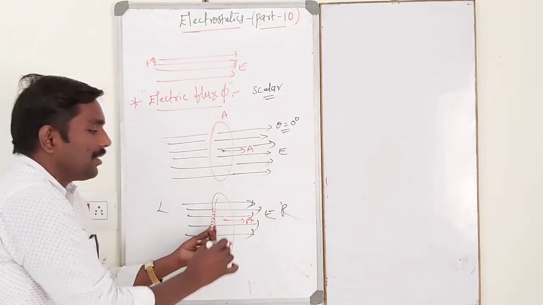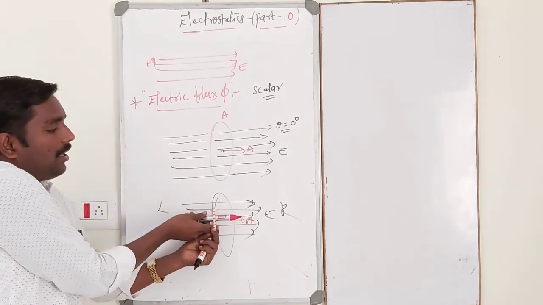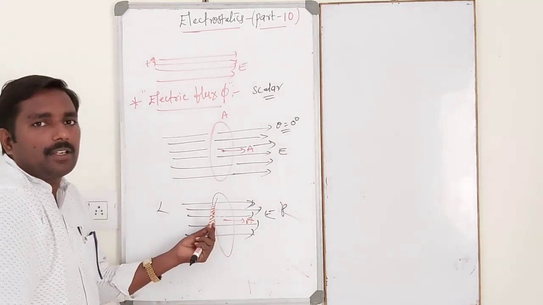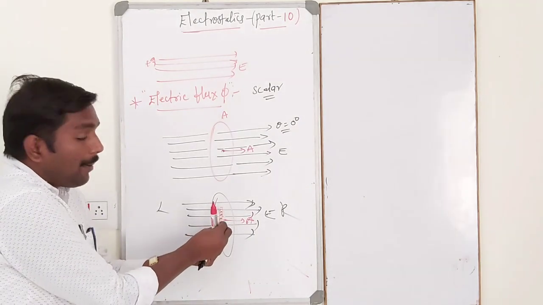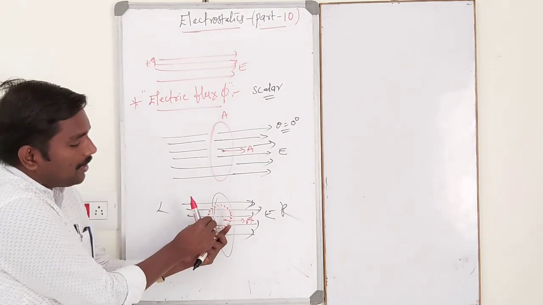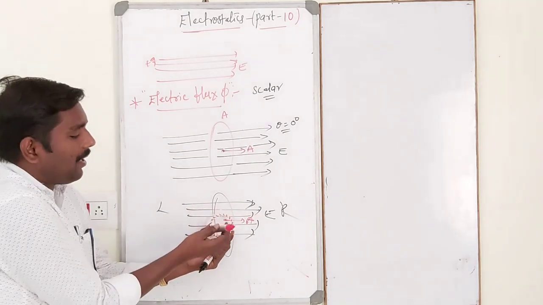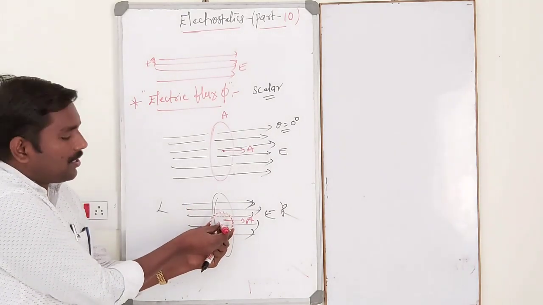Area direction like this, and the electric field is also in the same direction. So theta equals 0 degrees, and the flux will be maximum. But now the bangle is rotated like this. In this position, what is the direction of area? Towards the observer.